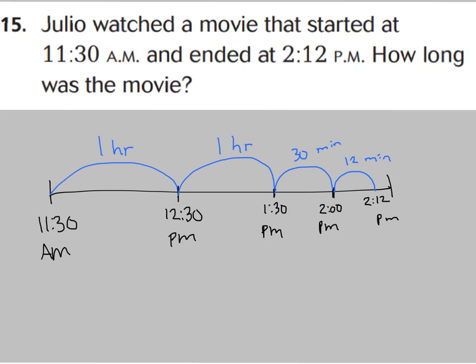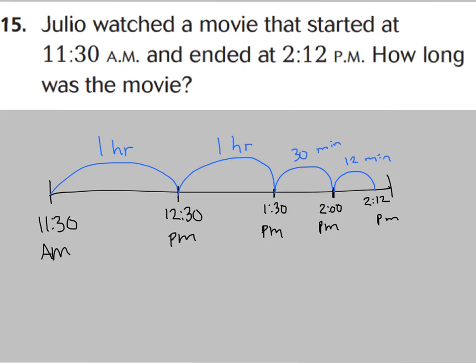Okay, if you look right here at my model, I have my start time as 11:30 a.m. and my end time is 2:12 p.m. I made one jump for 1 hour, which took me to 12:30 p.m., and a second hour took me to 1:30 p.m. I knew I could not do another third hour because that would take me to 2:30, and it doesn't end at 2:30. So I went ahead and jumped just a half an hour. That took me up to 2 o'clock, which would be 30 minutes. And from 2 o'clock, I added 12 extra minutes, which took me to 2:12.